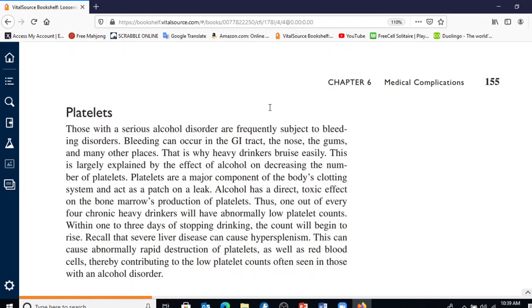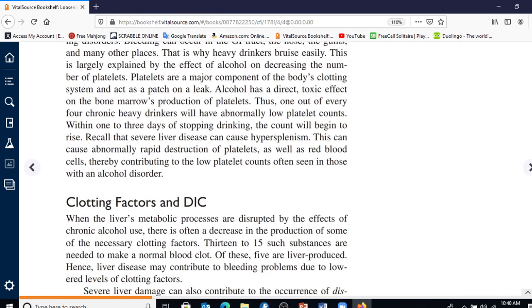Alcohol has a direct toxic effect on the bone marrow, which produces the red blood cells and also produces the platelets. And there are other clotting factors involved too, and the liver gets mixed up in this. So the next thing you know, you've got a decrease in platelets, a decrease in red cells, a decrease in T cells, a decrease in white cells, and improper function of all of the above. So alcohol does a number on the hematological system.